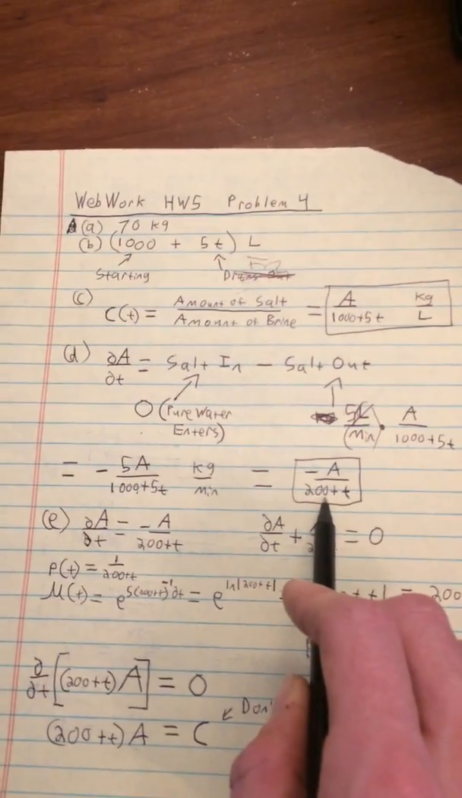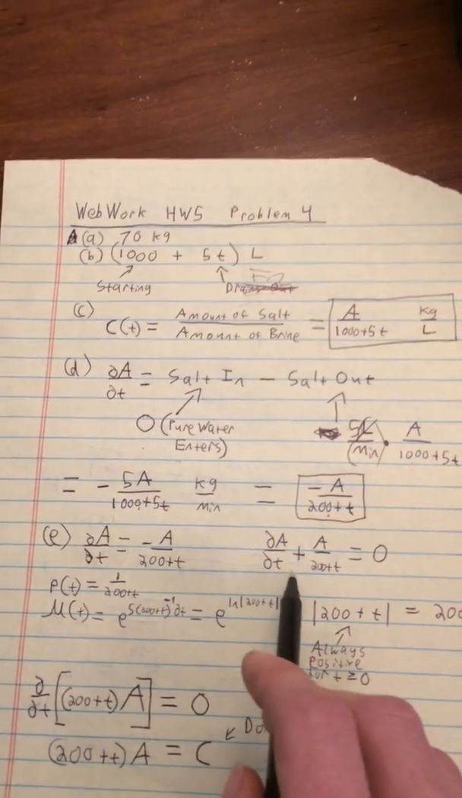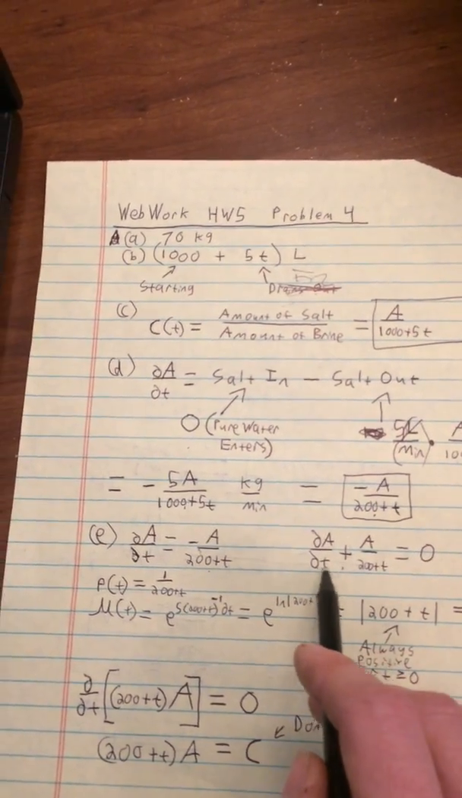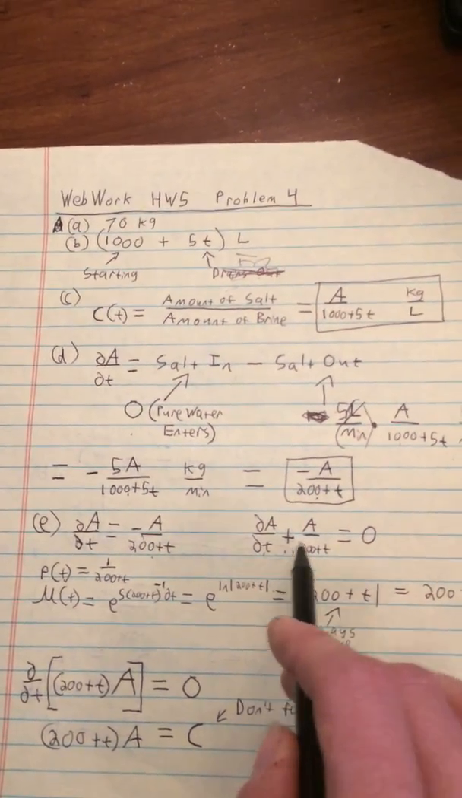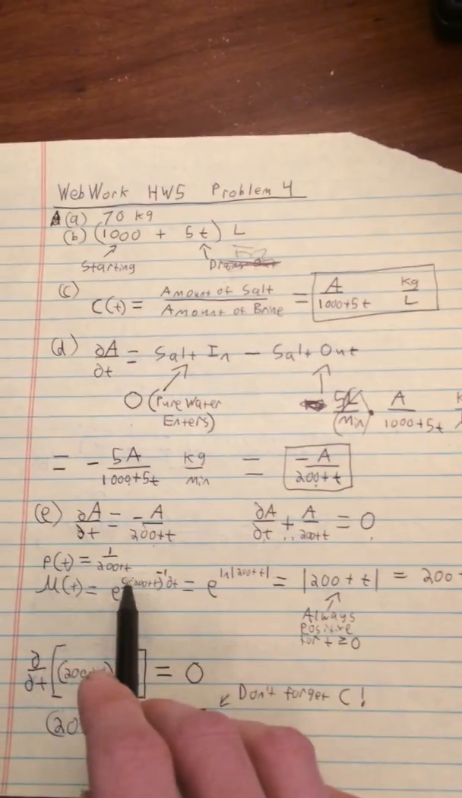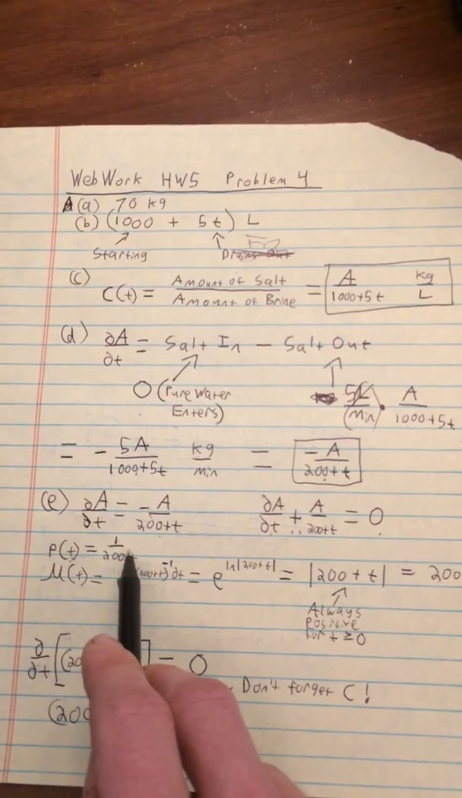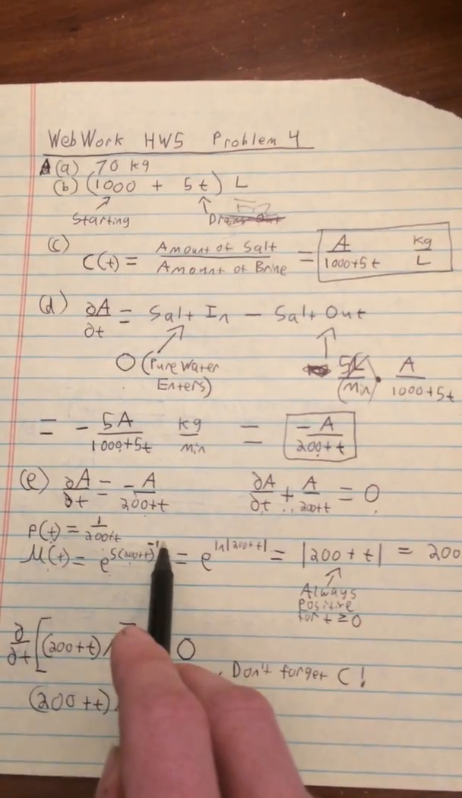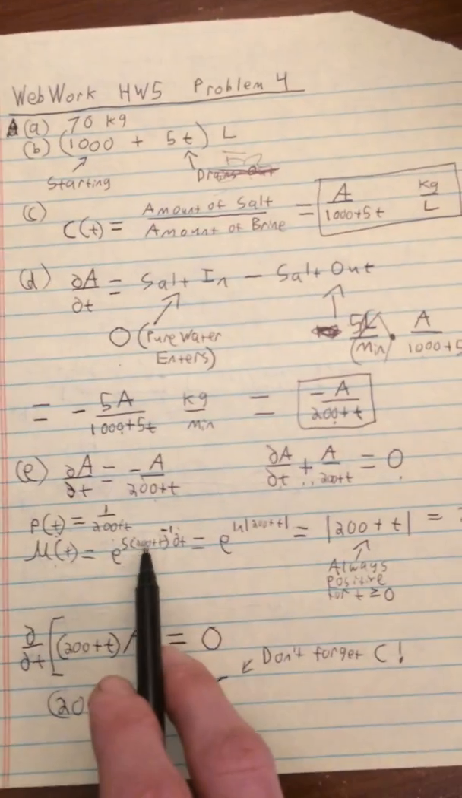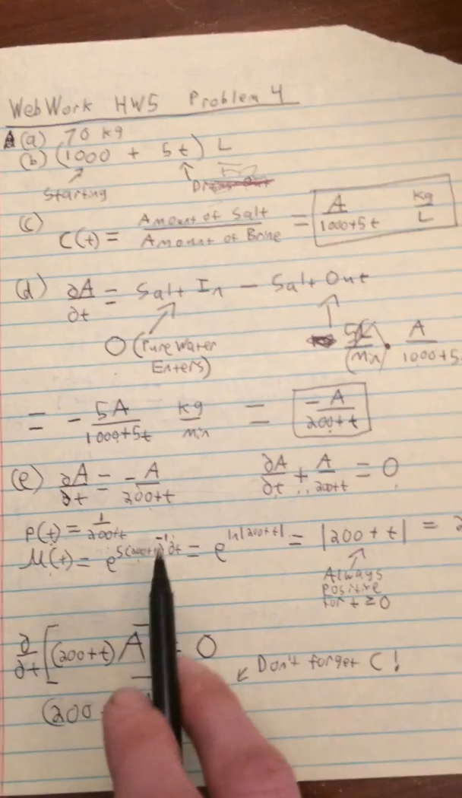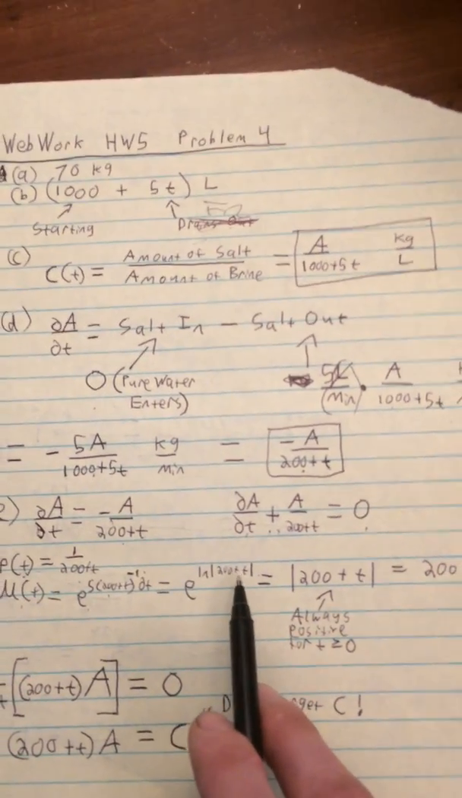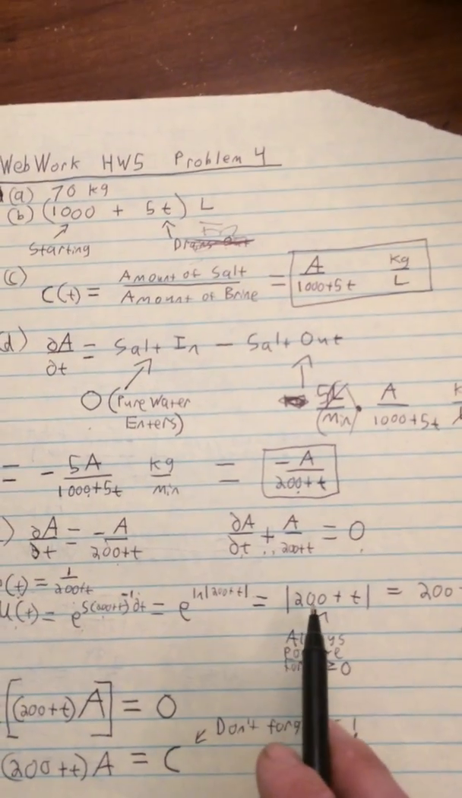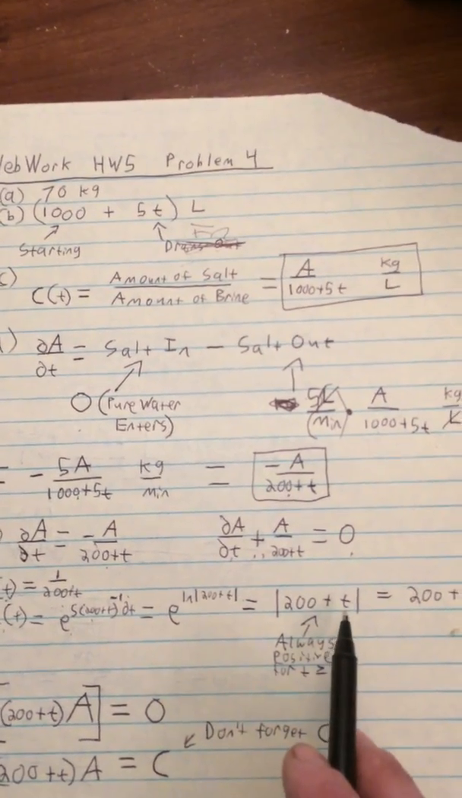Once you've got that equation set up, the actual differential equation is relatively easy to solve, because you just have to take this term, move it over, and then you've got dA/dt plus A over 200 plus t equals 0. And then you can find your integrating factor. So we've got p of t is 1 over 200 plus t. Mu of t becomes e to the integral of 200 plus t to the negative 1. I like to use the negative 1 exponent instead of 1 over 200 plus t. It reminds me that this is going to be an ln. E to the ln absolute value of 200 plus t, e to the ln is just whatever's inside. So you've got absolute value 200 plus t.